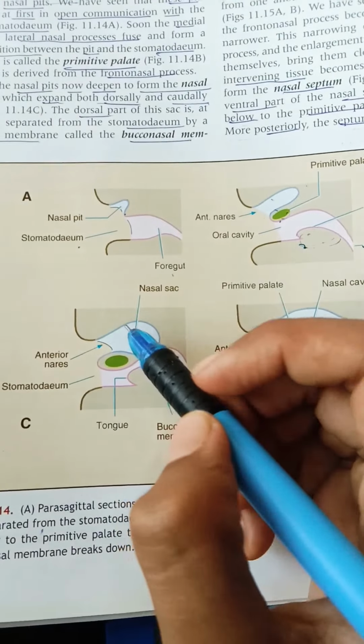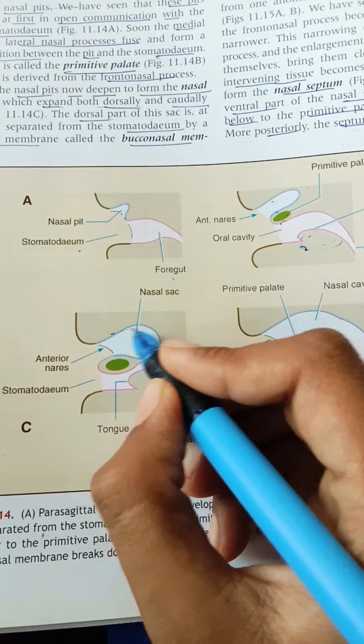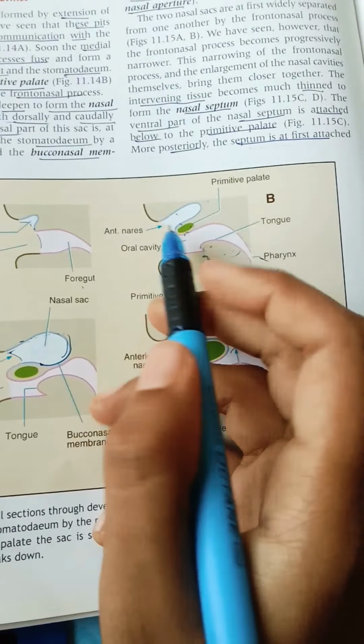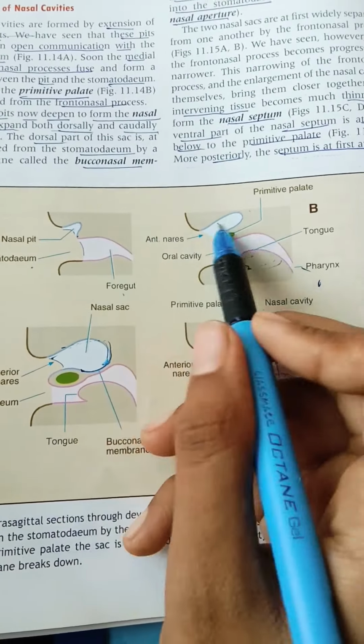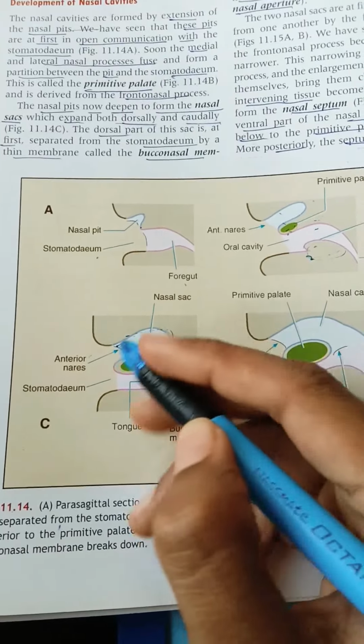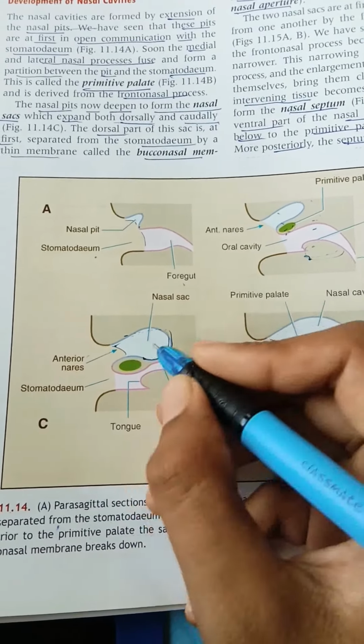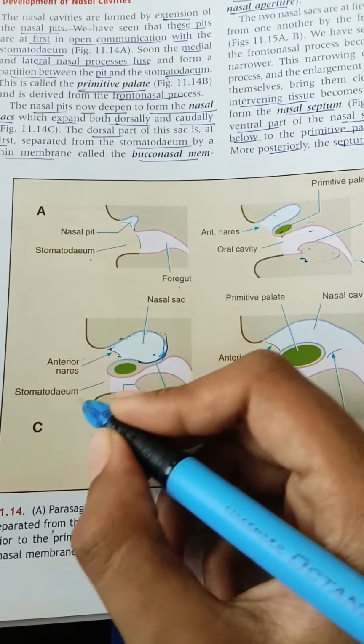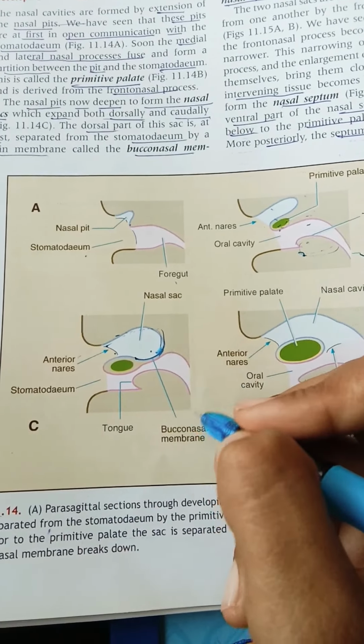Next, the anterior nasal sac deepens further. You can see how it has deepened. Before, it was just like a pit, so it started deepening from each stage, and now it's forming a sac-like structure, so it is called the nasal sac. Still it's the anterior nares, and this is the stomodeum, the tongue, and the bucco-nasal membrane.